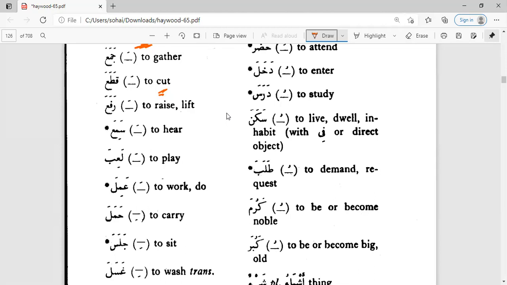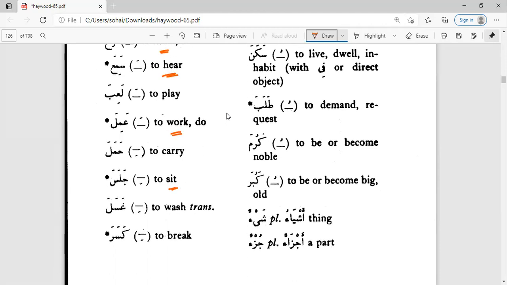Rafa'a yarfa'u, to raise or lift. Sami'a yasma'u, to hear. La'iba yal'abu, to play. 'Amila ya'malu, to work. Hamala yahmilu, to carry. Jalasa yajlisu, to sit. Ghasala yaghsilu, to wash. So it's all telling you everything in imperfect in brackets. Kasara yaksiru, to break.